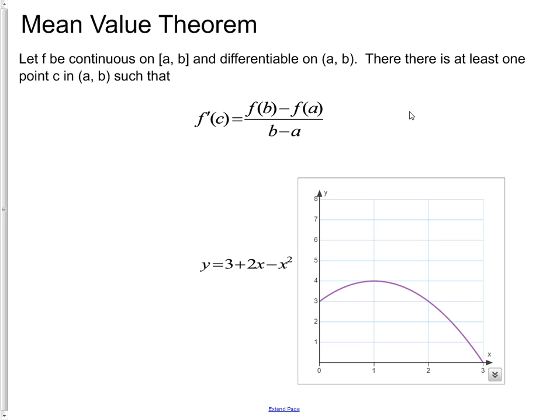So another very important theorem that we talk about in calculus is called the mean value theorem. And the mean value theorem is very similar to Rolle's theorem. It states that we've got a function f that is continuous on a closed interval from a to b and differentiable on an open interval from a to b. If that's the case, then there's at least one point c in a to b such that f prime of c is equal to f of b minus f of a over b minus a.